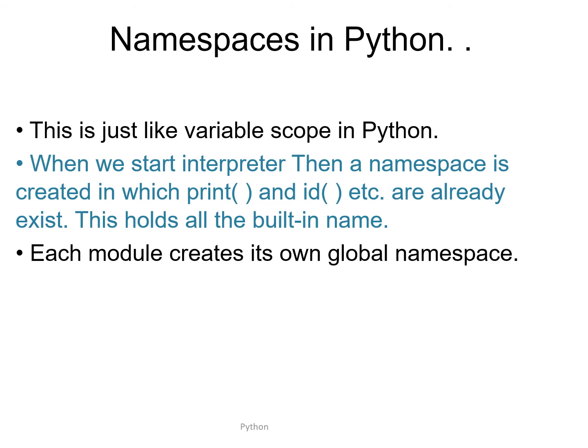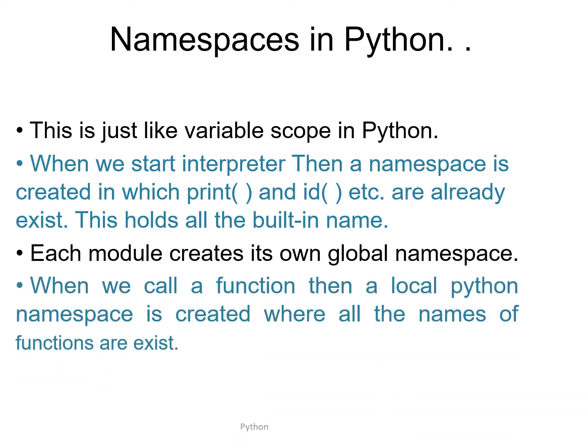Each module creates its own global namespace. When we call a function, then a local Python namespace is created where all the names of the function exist. In the previous video, we understood the scope of a variable. A variable has a scope of two types, local and global. Same with the namespace. The namespace created by a module is global, and the namespace created by our function is local.